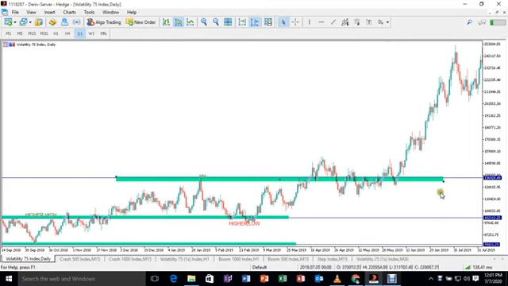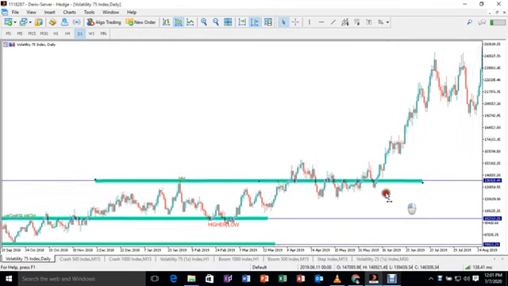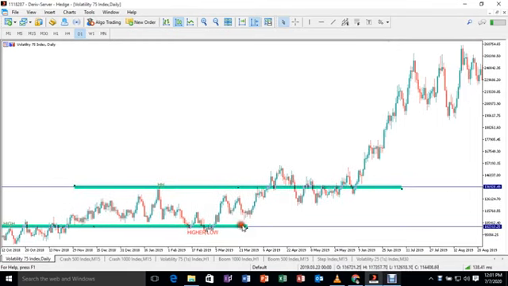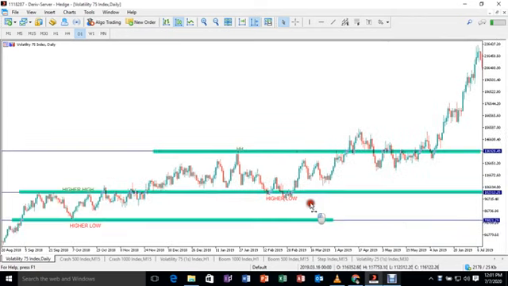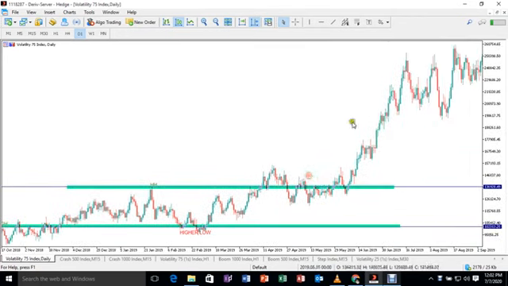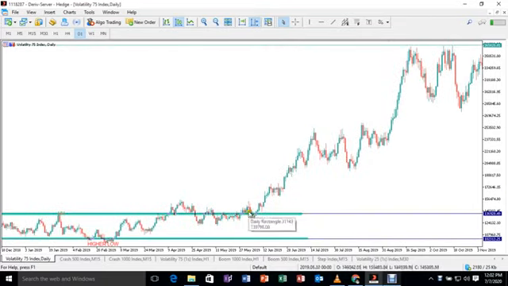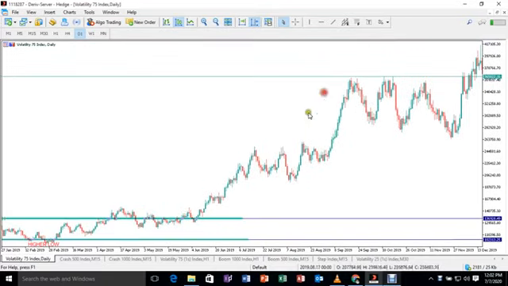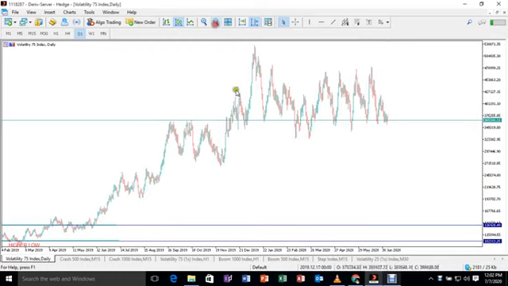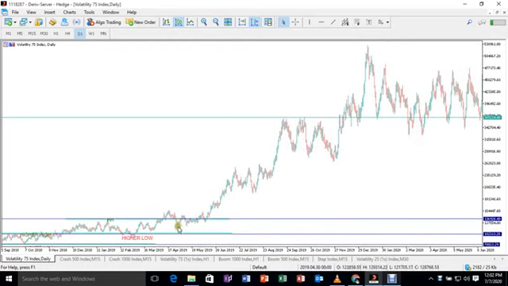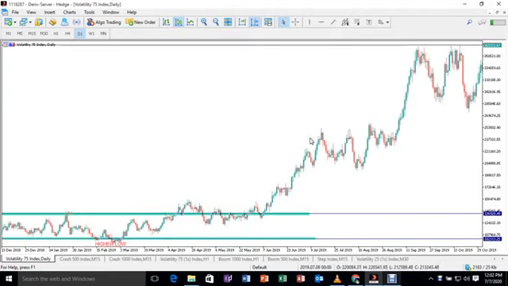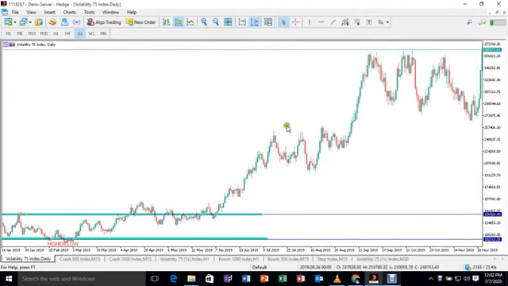So price was ranging at the resistance level for a long time. It ranged. You can see until finally we had a breakout, and price pushed massively up. Price pushed up seriously. So we can see price pushed up to this level.